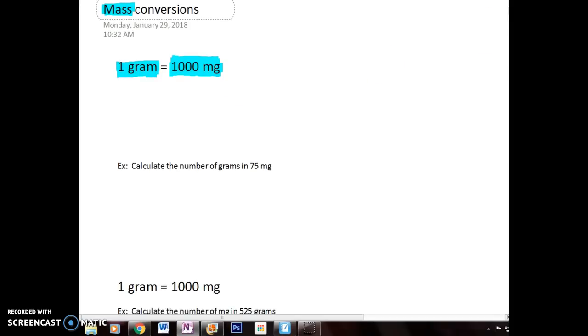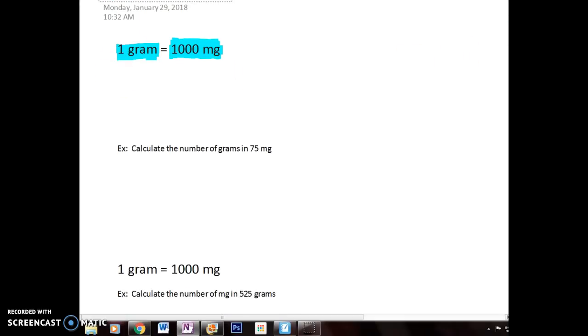So let's talk about mass conversions here. We're going to use this equality here, so we're going to keep it right there. And I have an example here, and the example is calculate the number of grams in 75 milligrams. So we're going to set this problem up this way. The first thing we need to do is identify our known quantity. And here is our known quantity. That's our known, 75 milligrams.